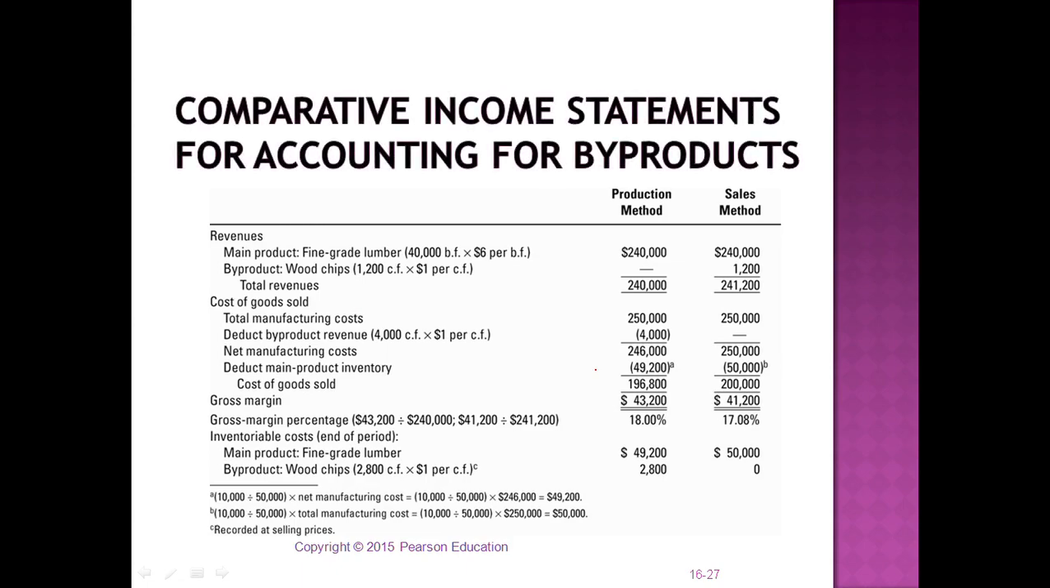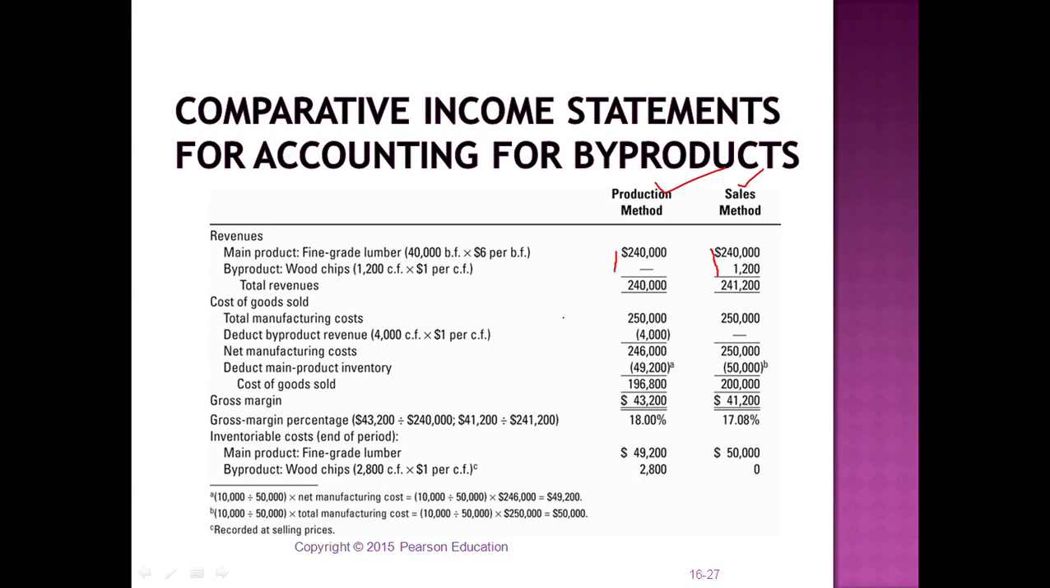So if we are to prepare an income statement using these two methods, remember in the production method you are counting the inventory, and in the sales method you only consider it when you actually sell it. So in the case of the sales method, let's say you have not sold it yet, so you have 240,000 from the sale of main product. There is no sale of byproduct. However, in the case of the production method, you still consider it at the production itself. So maybe if you consider $1 per square feet, you have 1,200 square feet of wood chips that was produced. So this is how you will be calculating it.